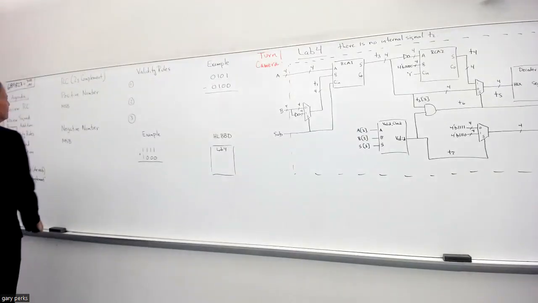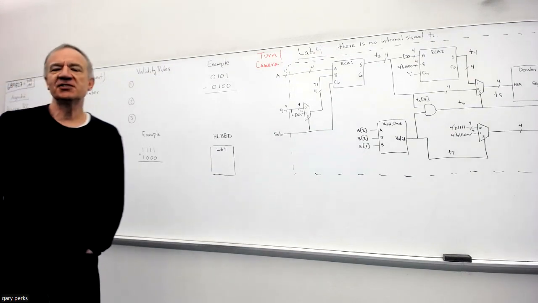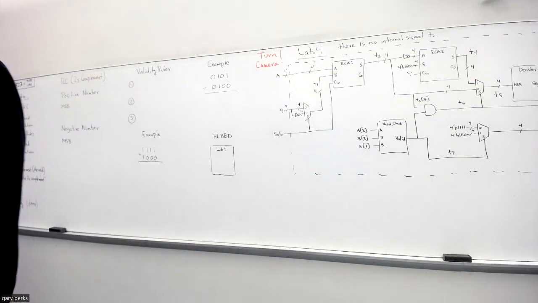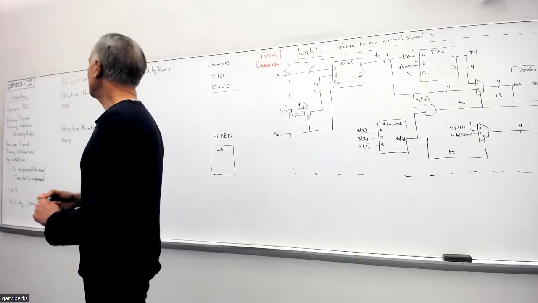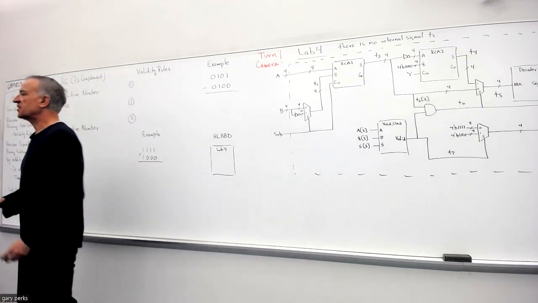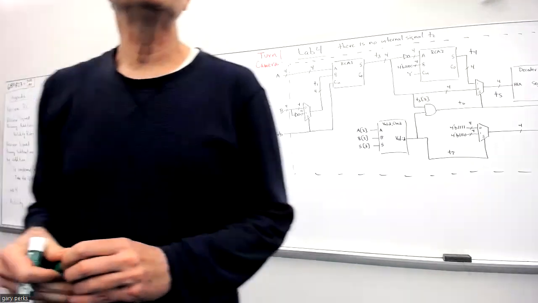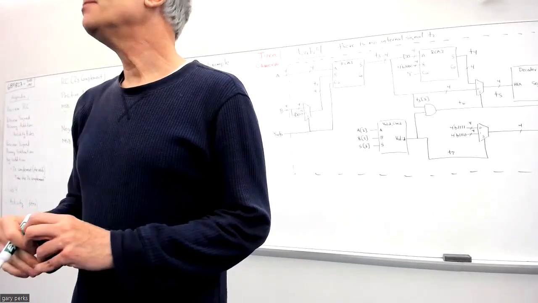The first thing I have as a question for you is, if we have 2's complement and we have a positive number, what is the most significant bit going to be equal to? And why is that? What do we call this most significant bit? It's the sign bit, right? It tells you the sign of that number.